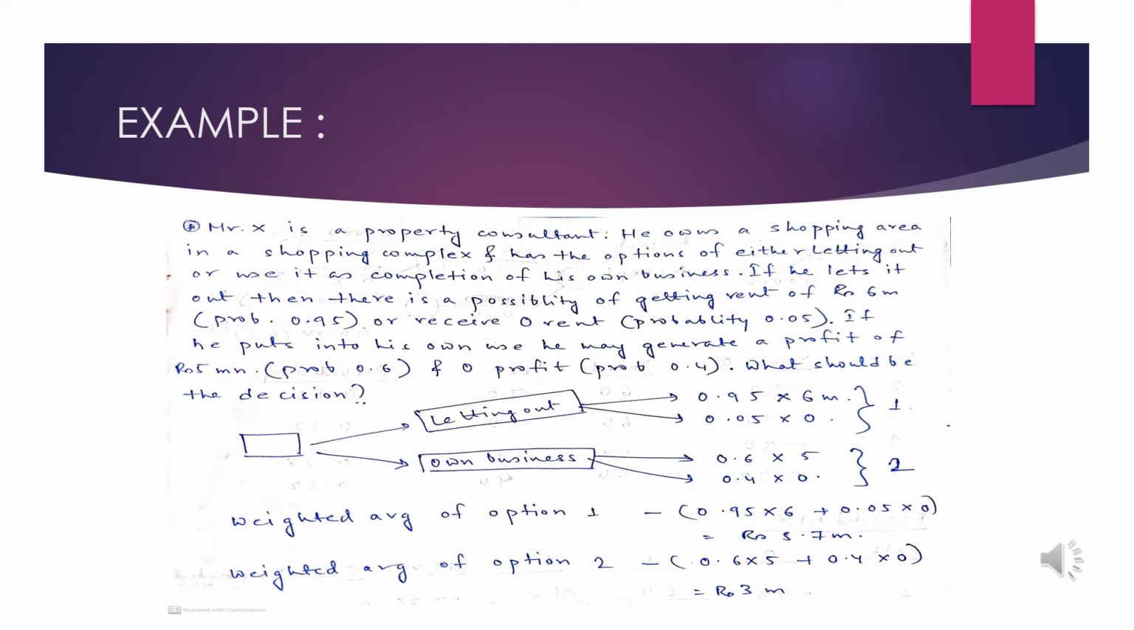It is easily understandable that the higher the inflow of money, the better the decision. So it is advisable for that property consultant to let the place out on rent to earn a higher profit. This is how a simple decision tree can be drawn, and this is a pretty easy example of how it is conducted.